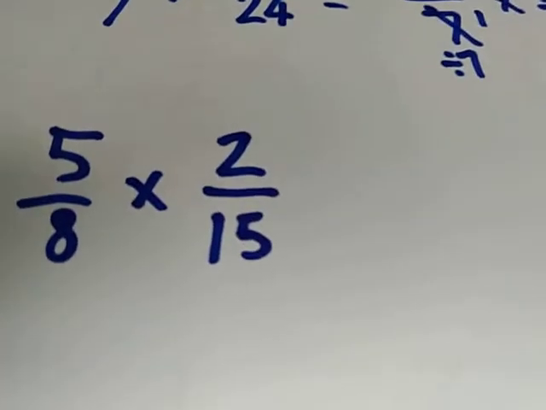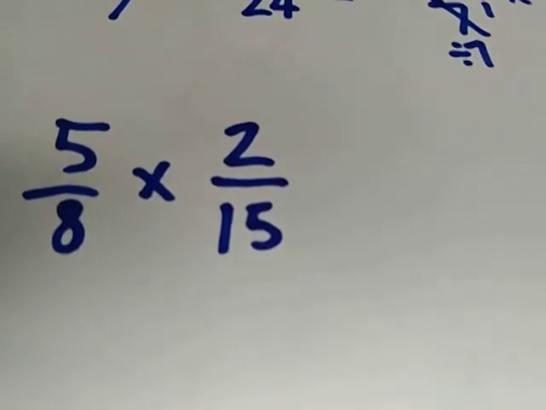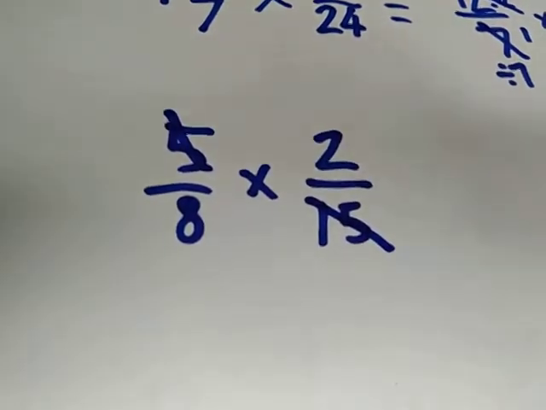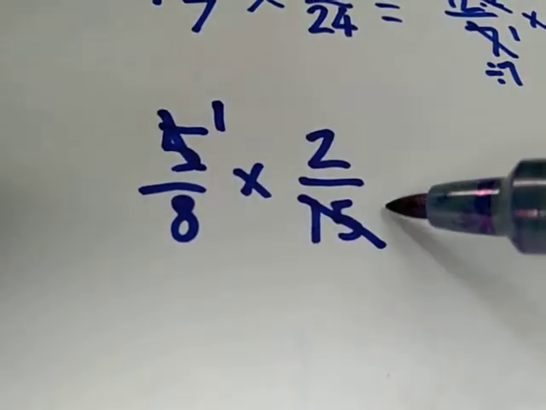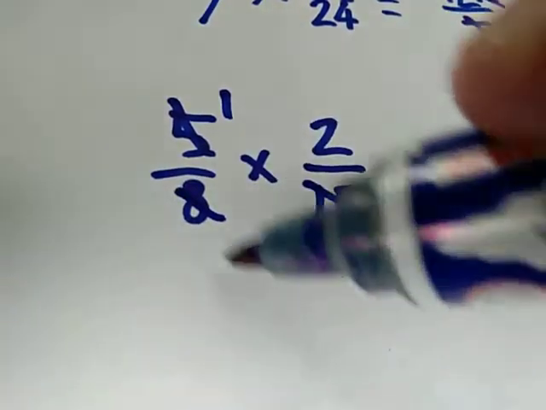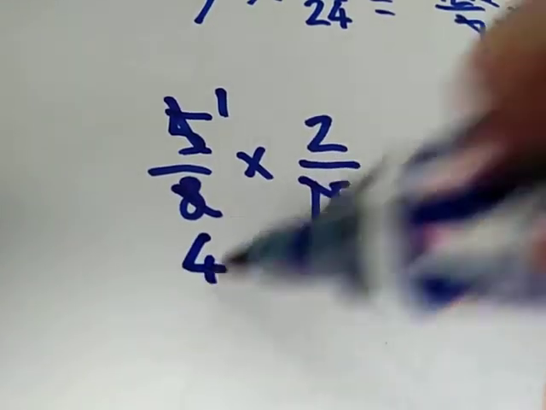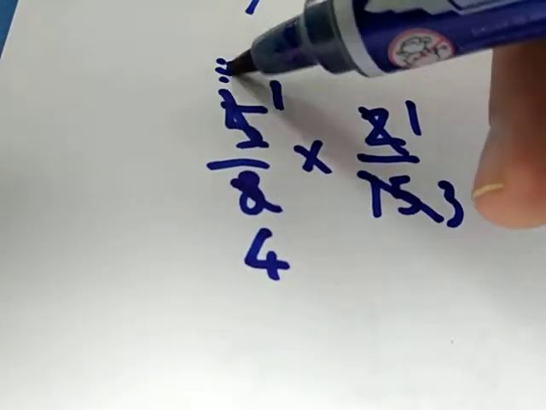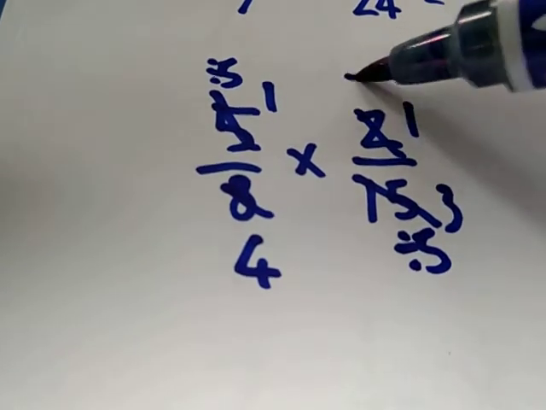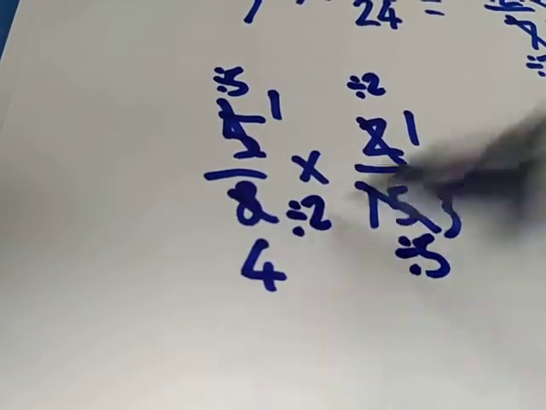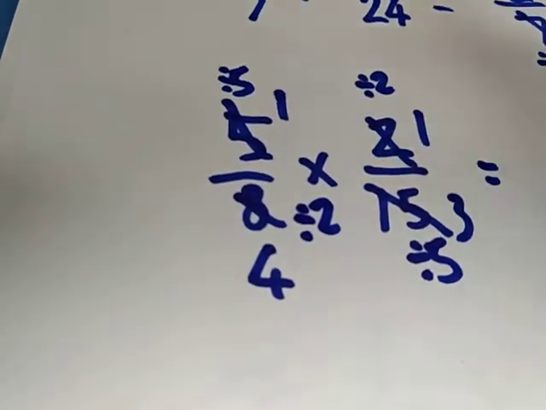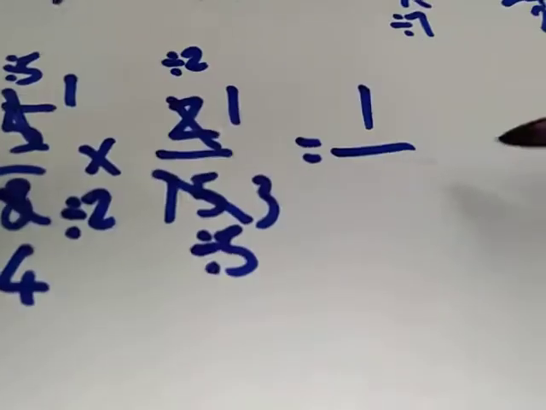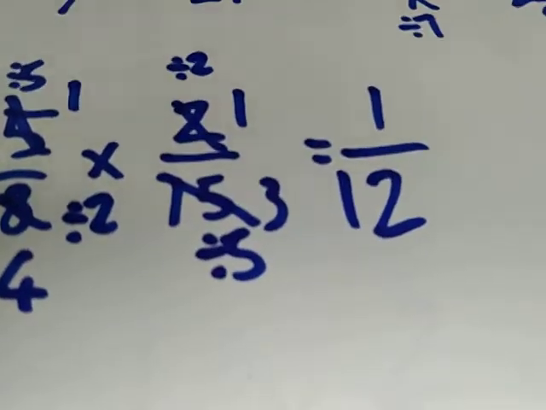Very last one, we've got 5/8 times 2/5. Okay, so we can cross our 5 and our 15ths to get 1 and 3. Then we can cross our 8 into a 4 and our 2 into a 1, because we are dividing by 5, dividing by 5, dividing by 2, dividing by 2. So that's going to give us 1 times 1 is 1. 4 times 3 is 12. And there we have it.